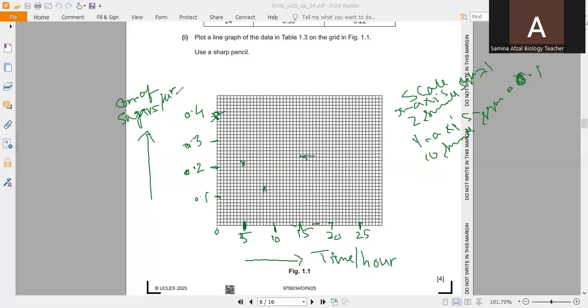And the next one is 0.39 at 24 hours. So 24 is 0.3. So we will draw these lines. So this curve is for the leaves.